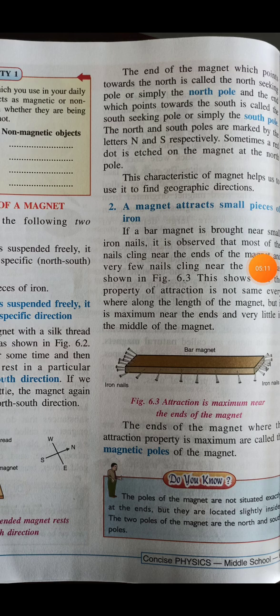Sometimes a red dot is etched on the magnet at the North Pole. Sometimes you will see magnets are painted red on the North Pole side. By the help of this characteristic, we can find the geographic direction of the earth, because a magnet always rests in the north-south direction. By suspending it freely, we can easily get to know which is the north direction and which is the south direction.